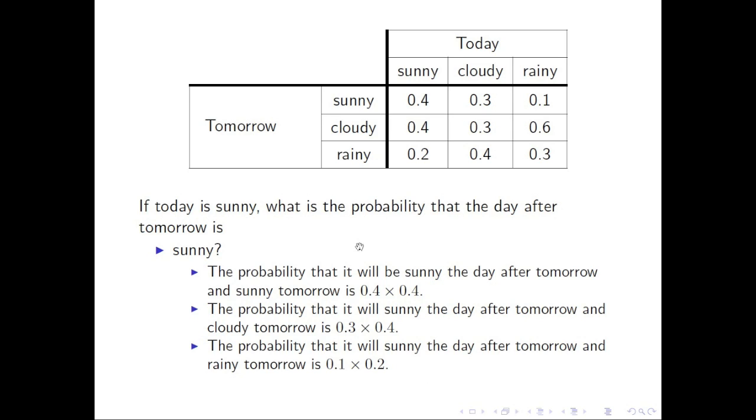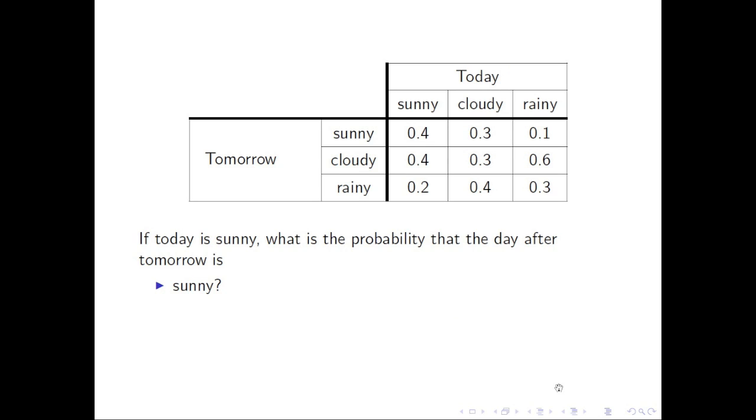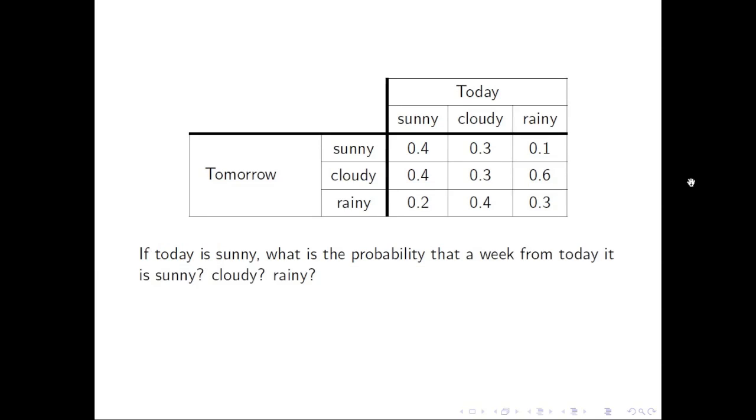Now notice that tomorrow it's either sunny, cloudy, or rainy. Probability that it's sunny the day after tomorrow can then be summarized by summing all of these probabilities together, and we get 0.3. We can similarly ask the question, if today is sunny, what is the probability that the day after tomorrow is sunny, or cloudy, or rainy? We've answered the question of what the probability is that it's sunny the day after tomorrow. We can take this one step further and ask the question, if today is sunny, what is the probability that a week from today it is sunny, cloudy, or rainy?